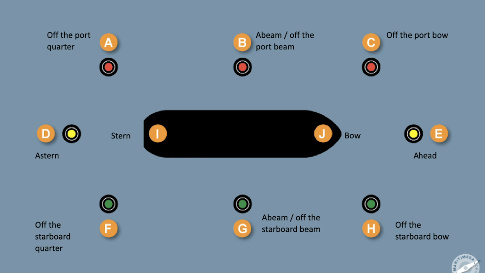A, off the port quarter. F, off the starboard quarter. B, a beam or off the port beam. G, a beam or off the starboard beam. C, off the port bow. H, off the starboard bow. E, ahead, and D, astern.